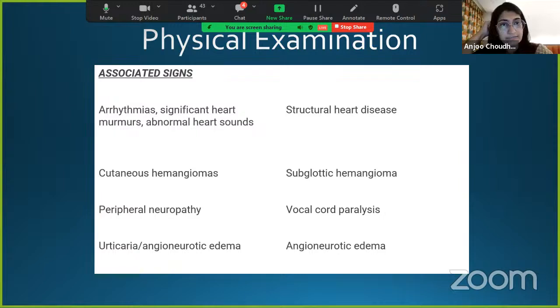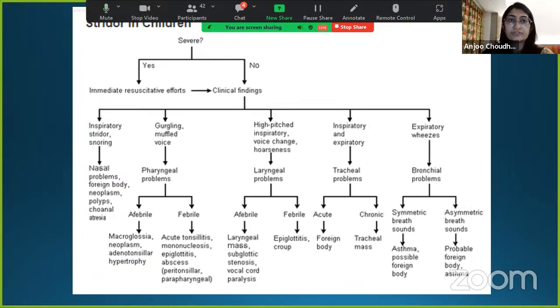So this is a very good chart that we refer to and ask our pediatric colleagues also to see. If the child presents with severe stridor, then of course we have to give immediate resuscitative measures. But if the child is stable, like all of us see in the OPD, if it's an inspiratory stridor or snoring, then it's a nasal or supraglottic problem.